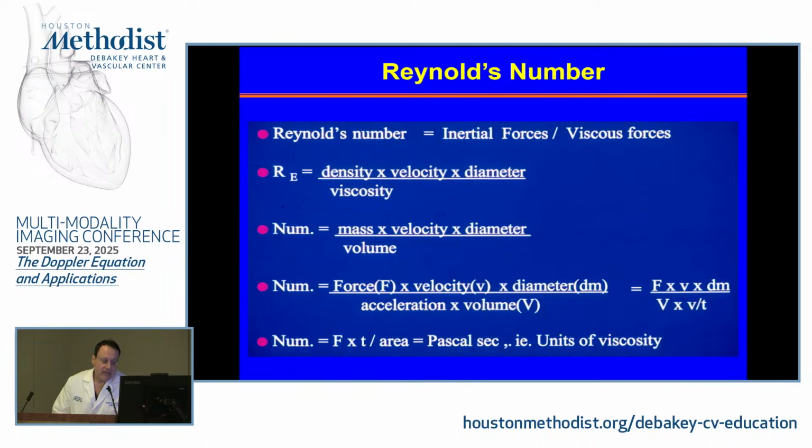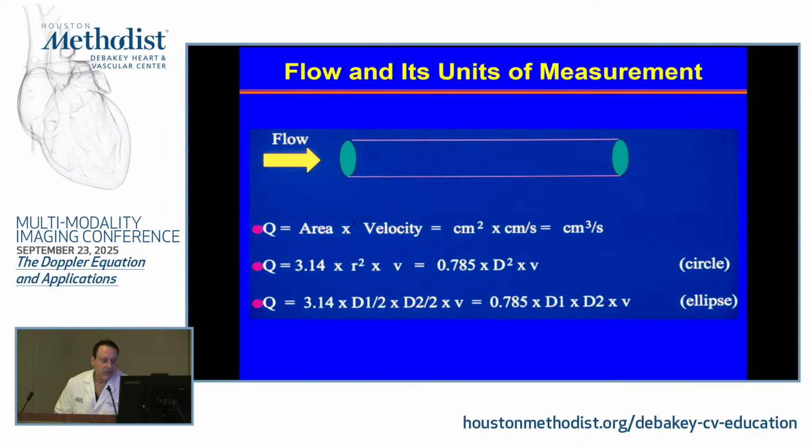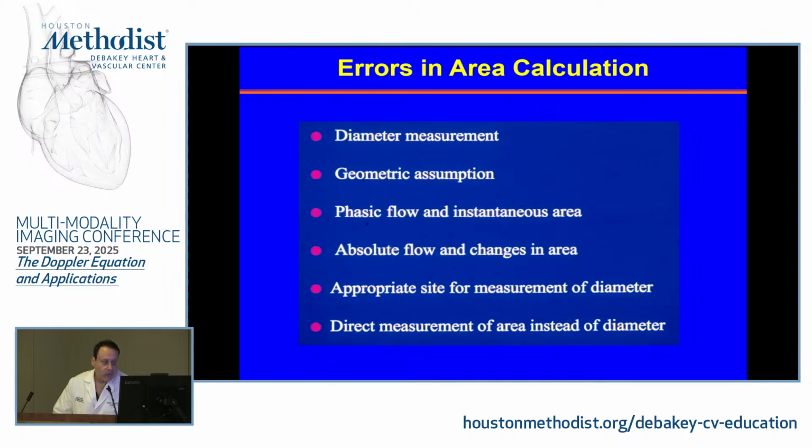You can go through the math here, and you replace density by mass over volume, and then you look at these terms, and you end up with force multiplied by velocity multiplied by diameter, divided by acceleration multiplied by volume, because mass is force divided by acceleration from Newton's second law. Long story short, you will see that the numerator has the units of Pascal second, and the denominator also has that unit. So the Reynolds number is dimensionless. It has no units.